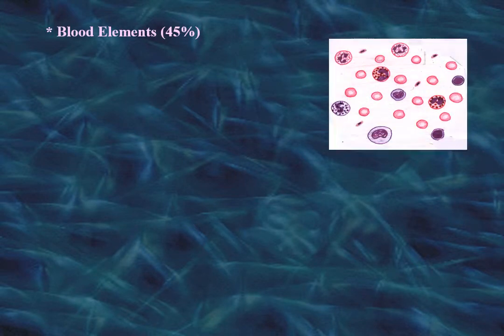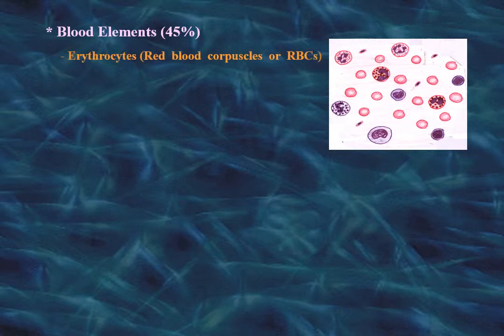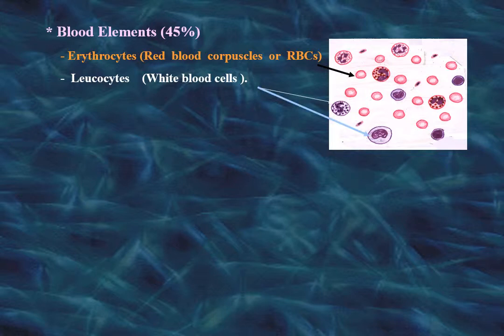Blood elements 45%. These are erythrocytes or red blood corpuscles or RBCs, leucocytes or white blood cells, which are either granular, having specific granules in their cytoplasm, or non-granular, having only non-specific granules, and blood platelets.